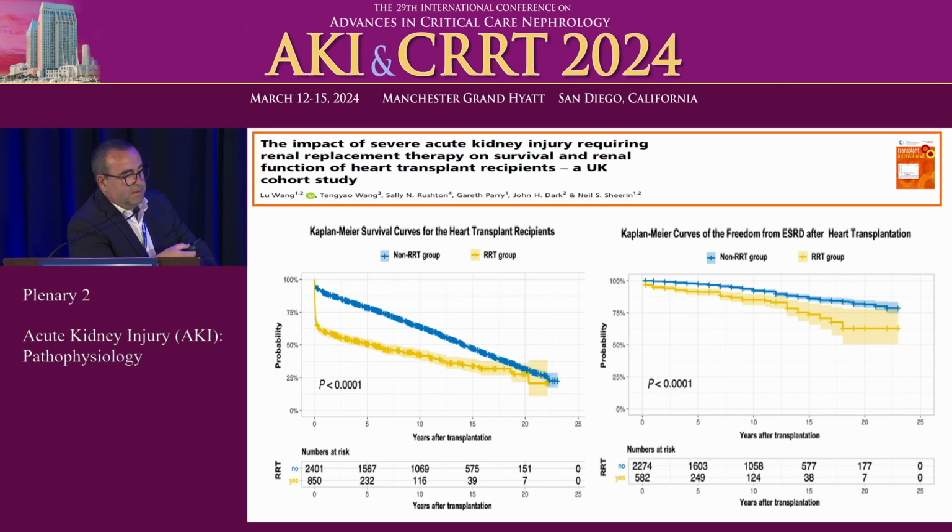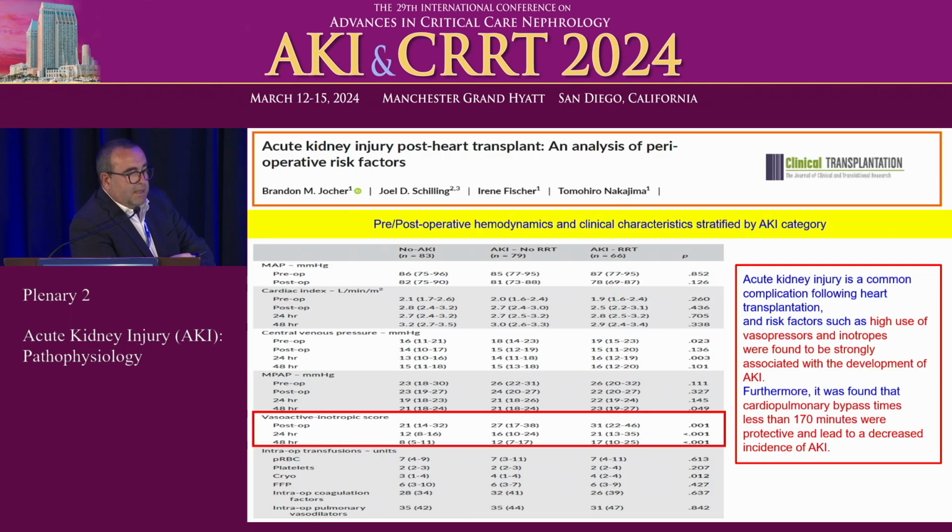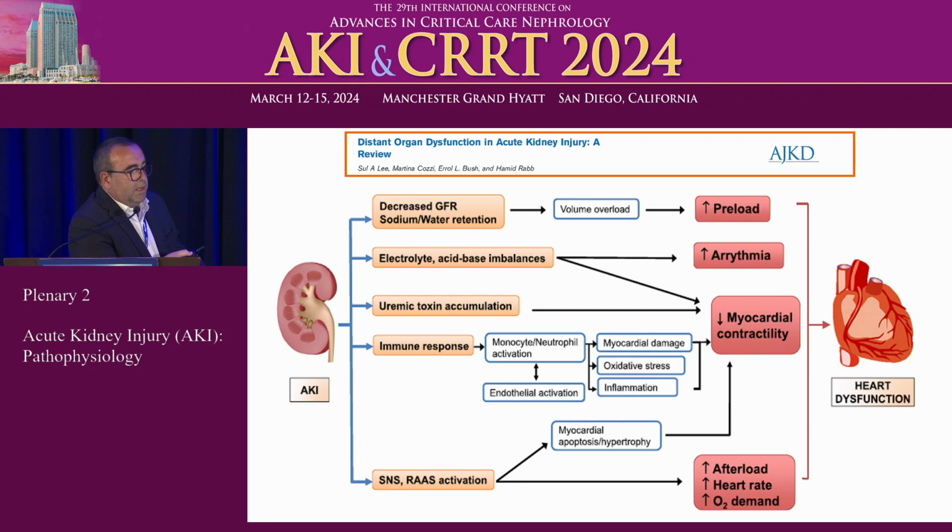Let me run through some examples. This is AKI in heart transplant recipients, in which you can see that the development of AKI requiring renal replacement therapy is a risk factor for an increase in mortality and for the progression toward chronic kidney disease. And it seems that the high use of vasopressors in transplant is associated with the development of AKI, and cardiopulmonary bypass times less than 170 minutes seem to be protective for AKI.